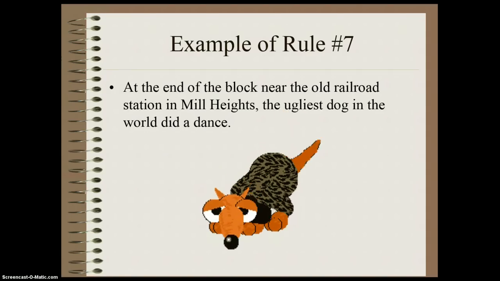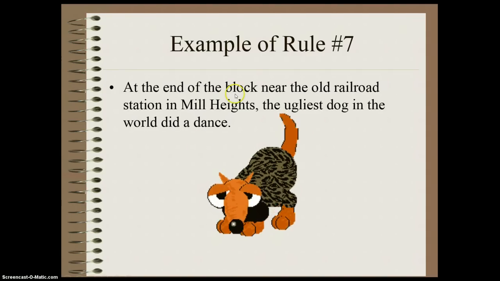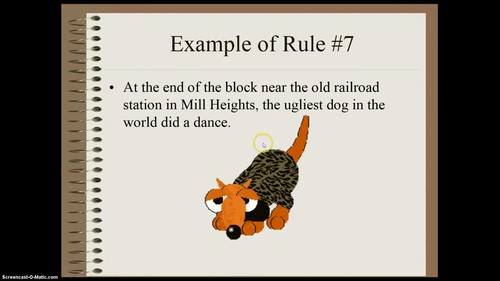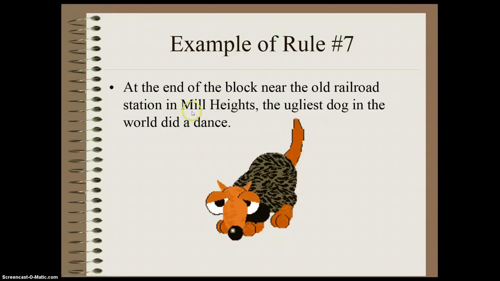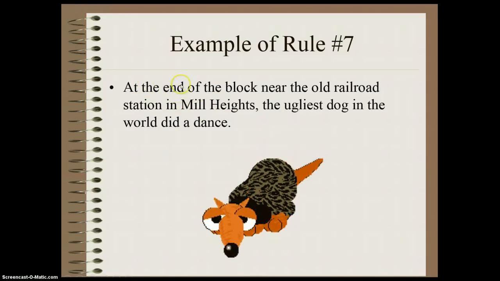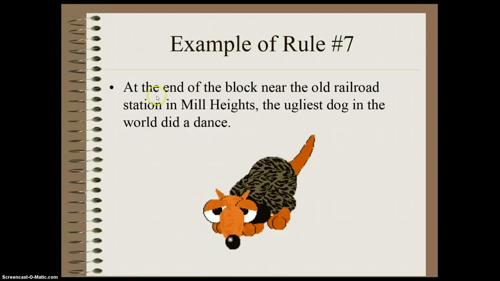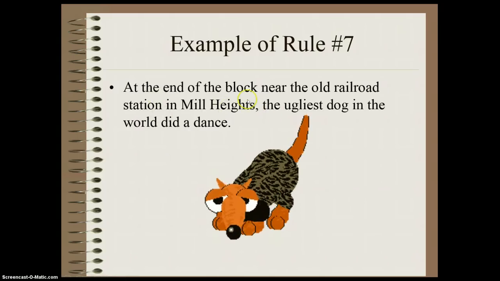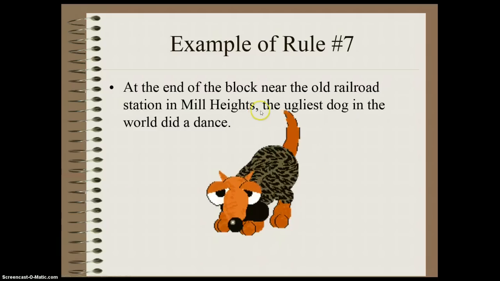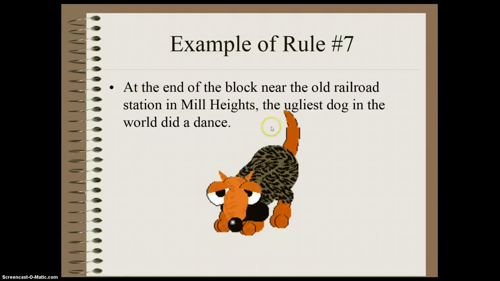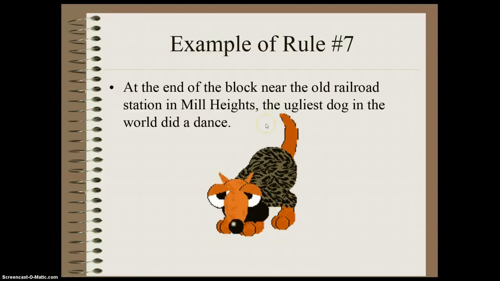And here is a sentence: At the end of the block, near the old railroad station in Mill Heights, the ugliest dog in the world did a dance. Okay, so we have at the end, 1 prep phrase, of the block, 2, near the old railroad station, 3, in Mill Heights, 4. Okay, so you put a comma after the 4th one. If you just had 1 prep phrase, no comma, but if you have 2 or more, then you put the comma after the last one.